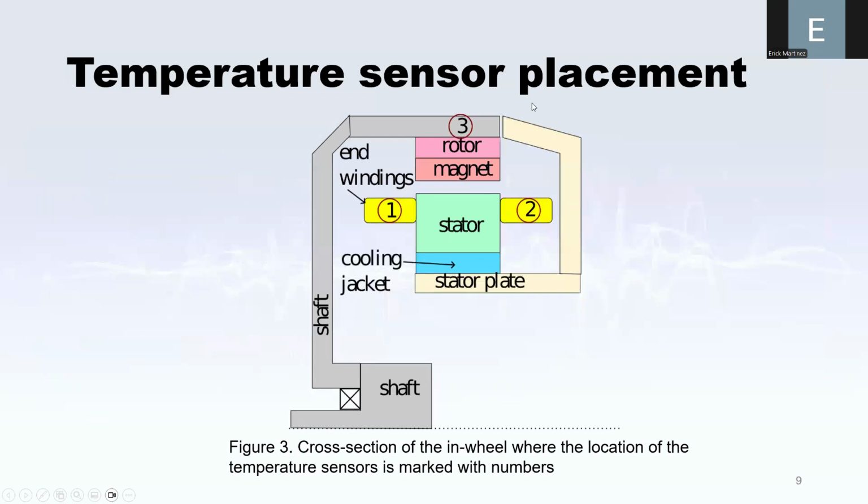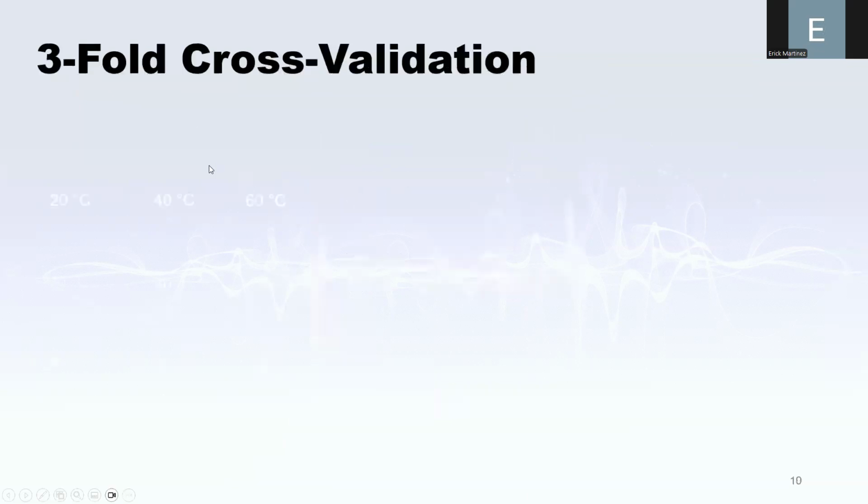Another important factor is that this is a diagram, or a cross-section, of the machine. Here, in numbers 1 and 2, we are showing you the positions of the temperature sensors used to estimate the temperature in the windings. And in label number 3, we are showing you the place of the temperature sensor used to estimate the temperature of the magnet.